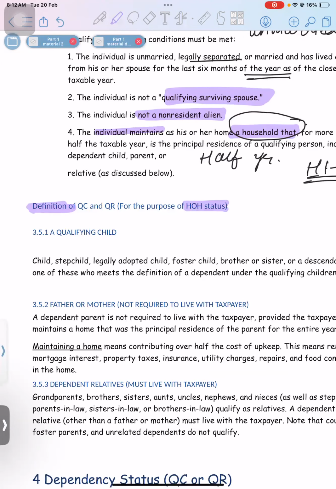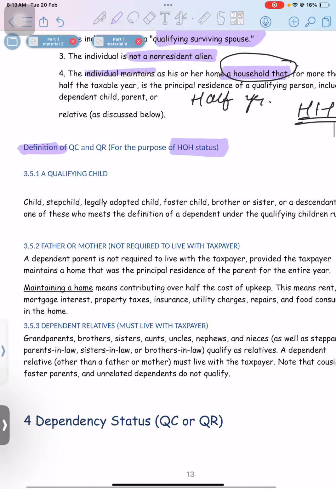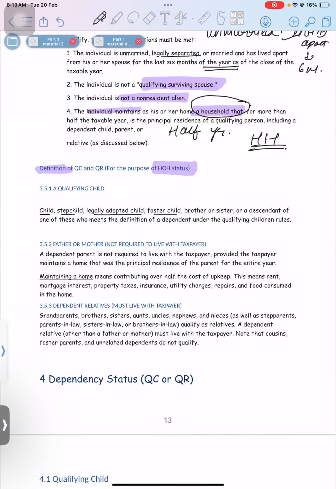For the purpose of HOH status, the definition of a qualifying child is that the child can be your own child, stepchild, legally adopted, or foster child. Do you remember in QSS status, foster child was not in the picture, right? Child, stepchild, legally adopted is fine, but at least one person should be the biological parent of that child. Brother, sister were not allowed over there. Here, brother, sister, or a descendant of one of those.